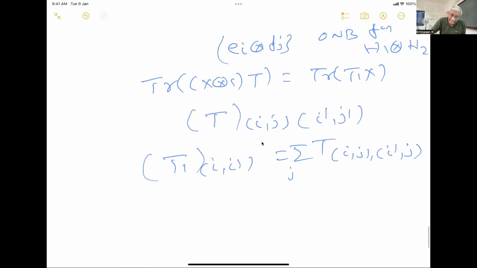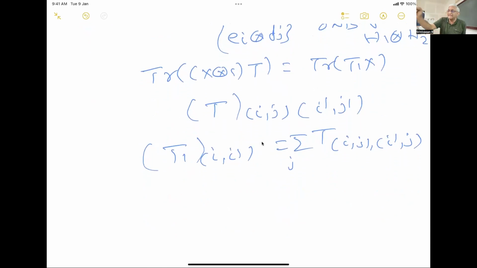Further, it is also true, and I gave this as an assignment, I want you to get convinced, that the trace of T1 will be equal to the trace of the original T. That's all.